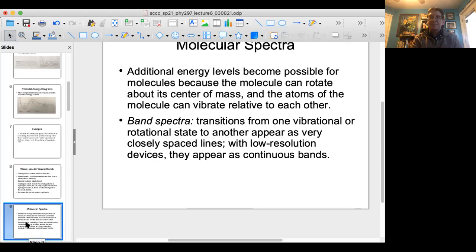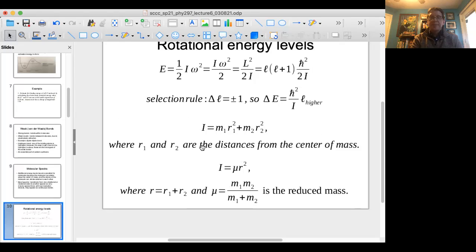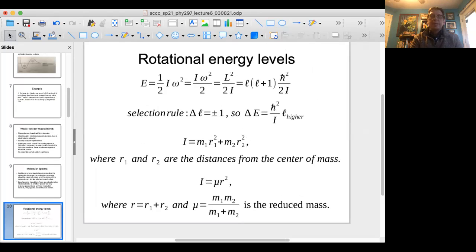They don't typically absorb in specific lines, they absorb in what are called bands. So these correspond to one vibrational or rotational state. And so they appear as very closely spaced lines. With low resolution, they appear as continuous bands. So what are the rotational energy levels? So again, these are the nuclei rotating around each other.